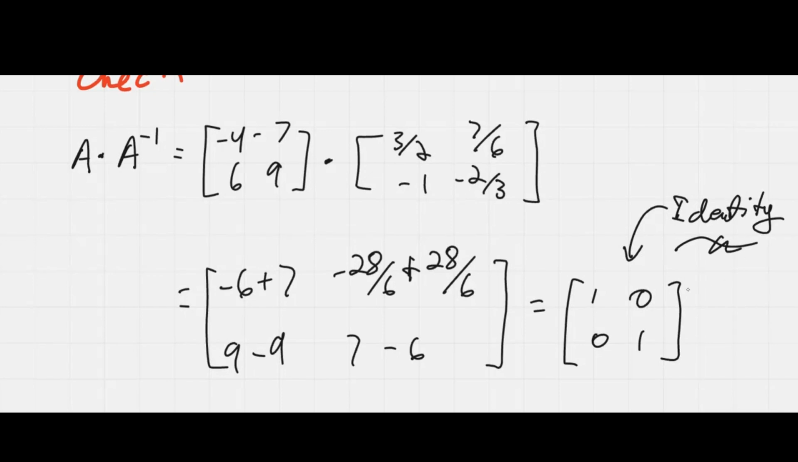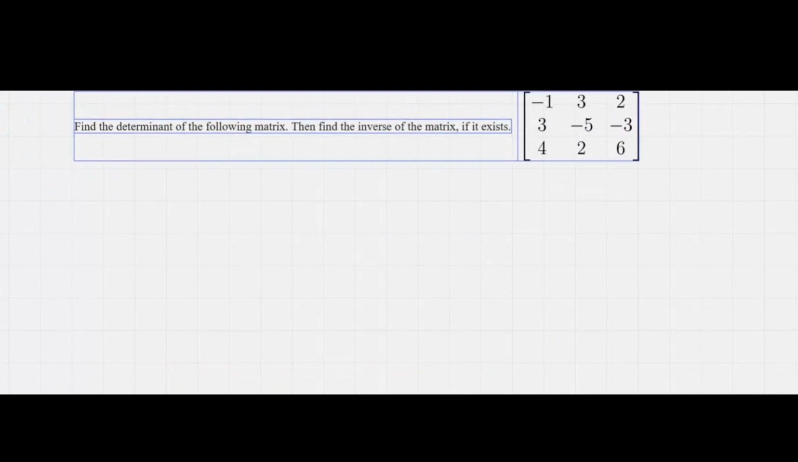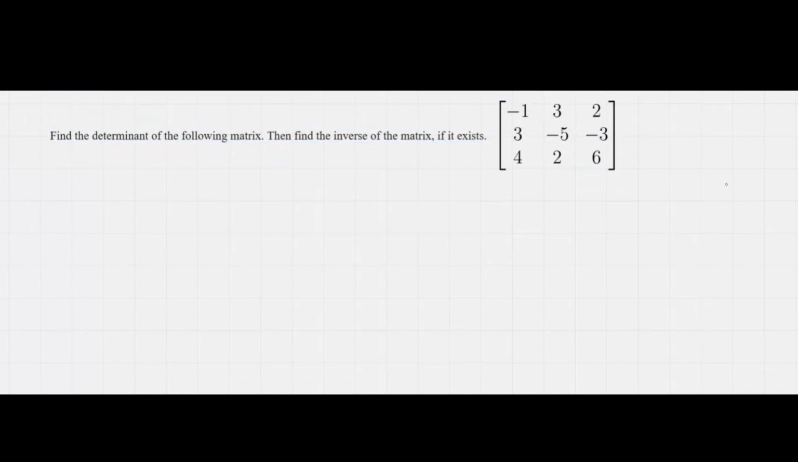All right, we're going to move on to an example of a 3 by 3 matrix and its determinant and its inverse. All right, we're asked to find the determinant of the following matrix, then find the inverse of the matrix if it exists. Well, let's first find the determinant. Now, we first need to identify our scalars, if you'll recall. We have to identify our scalars, which are going to be, in this case, negative 1, 3, and 2. All right, so let's get the hang of that.